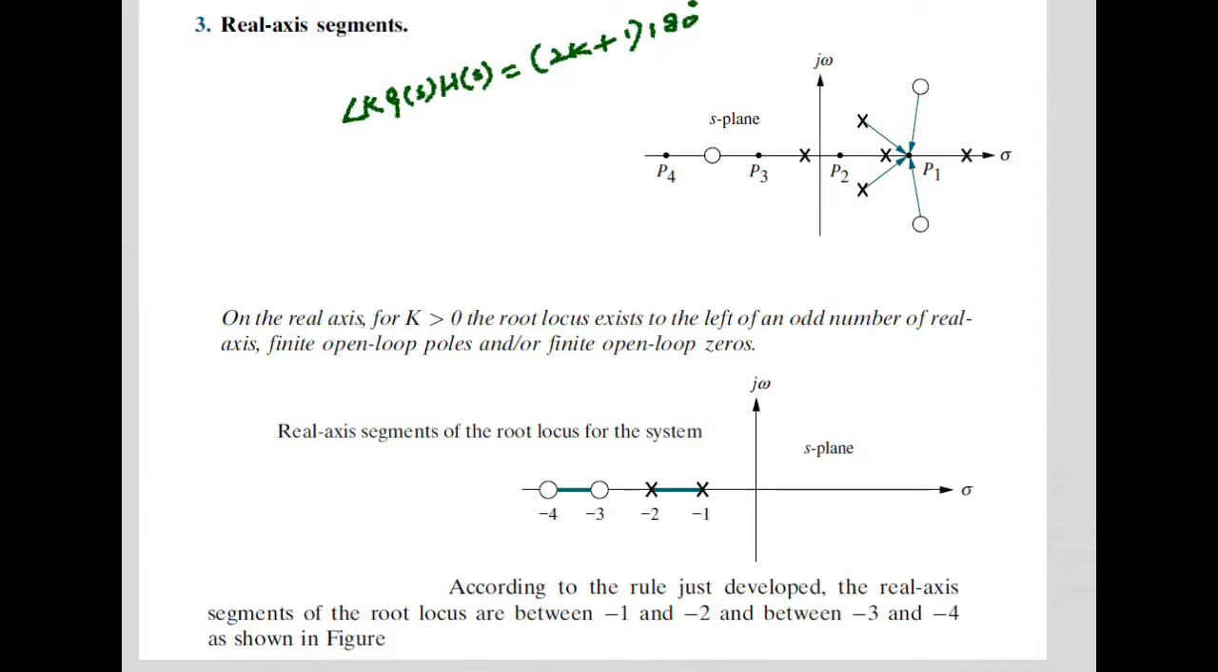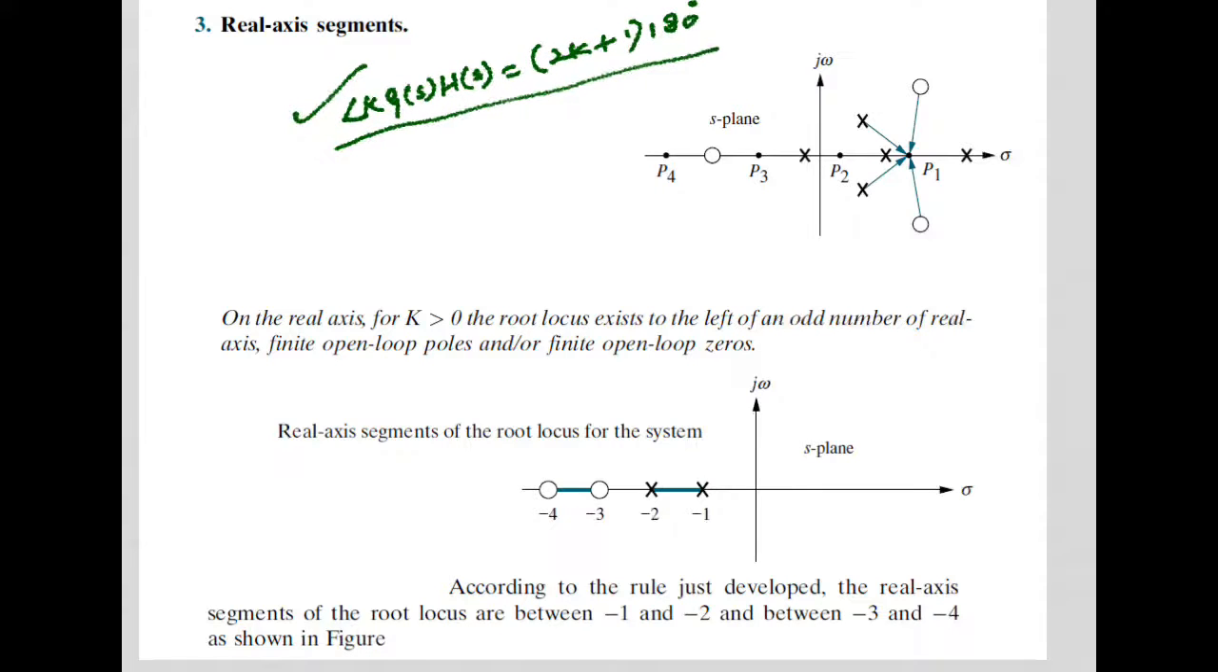Now next is the real axis segment. So let us make use of the angle property of the points on the root locus to determine where the real axis segments of the root locus exist. That is, we have to use this angle property of the root locus to find where the real axis segments of the root locus will exist.